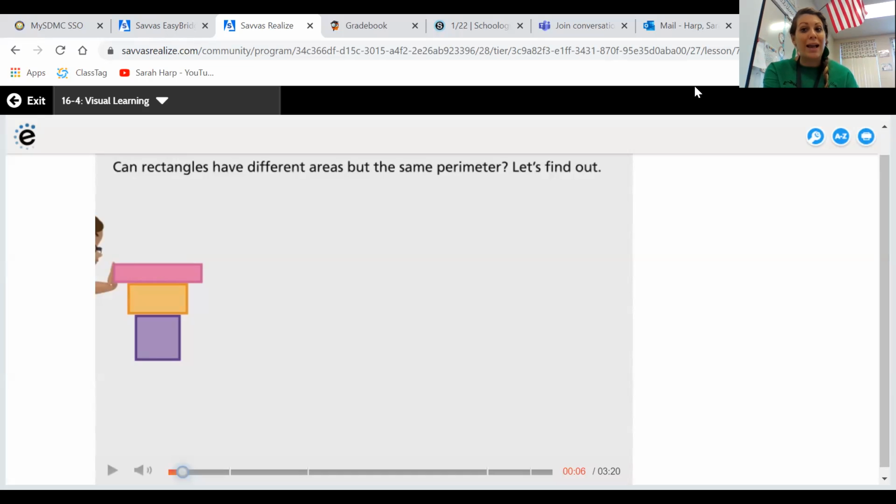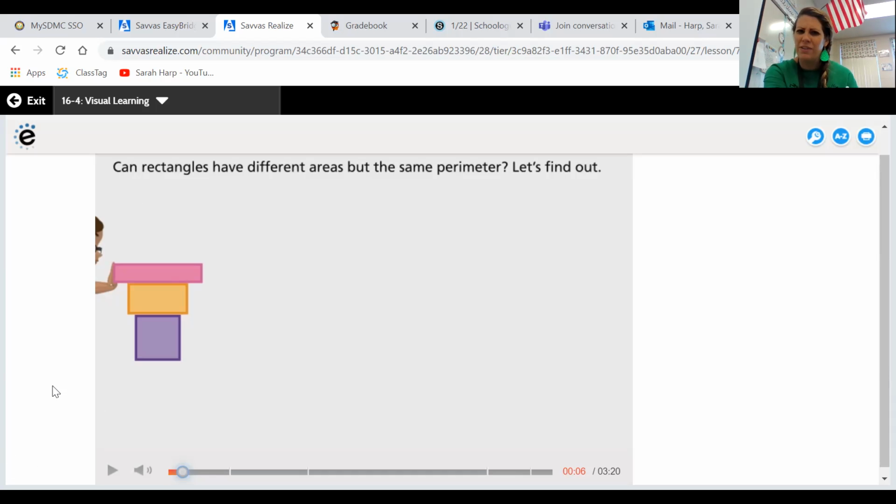Well, I'm going to have you go back in your time machine and think about another math word that we've talked about before, area. So today we're going to think about this question. Can rectangles have different areas but the same perimeter? So remember, the perimeter is the outside, and the area is the inside. Do you remember how we solved to find the area? All right. Well, if you need a refresher, this video is going to help us out, and then we will go from there.